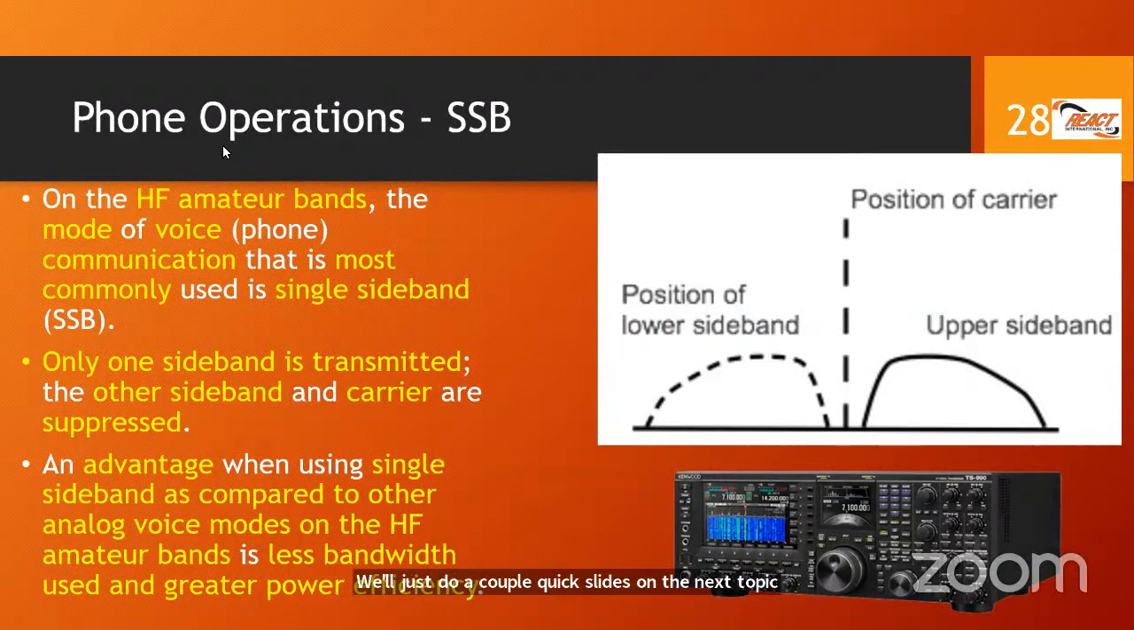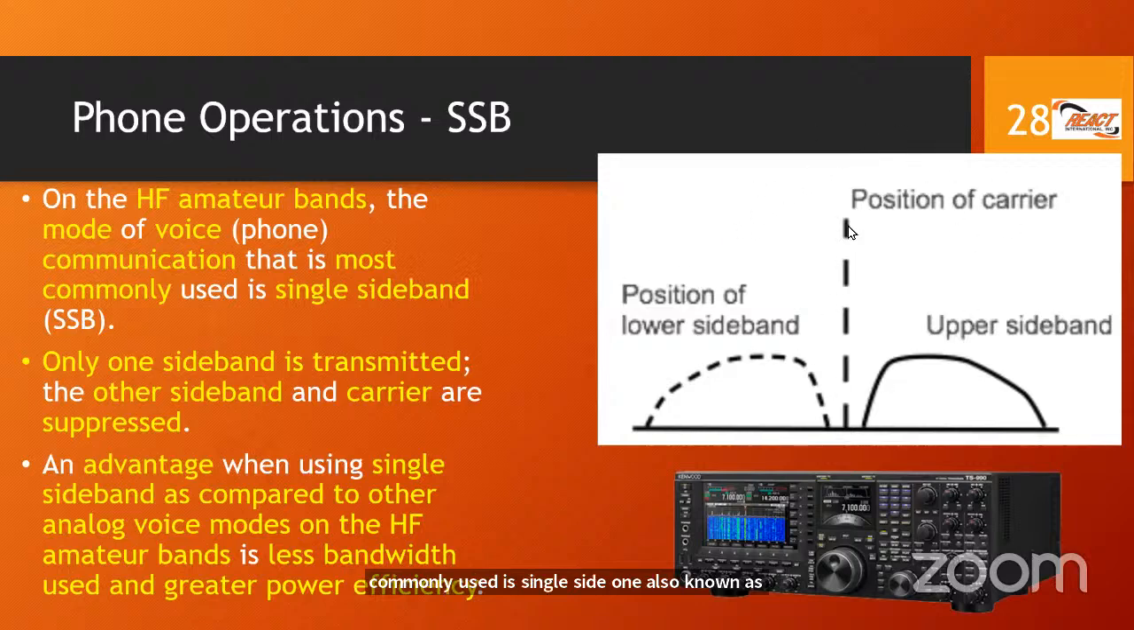So phone operations, again, phone operations in amateur radio is when we speak, we use voice, and SSB is single sideband. So single sideband is actually one of the most common modes that is used in amateur radio, especially on HF, right? So HF amateur bands, the mode of phone operation or phone communication or voice operation that is most commonly used is single sideband, also known as SSB.